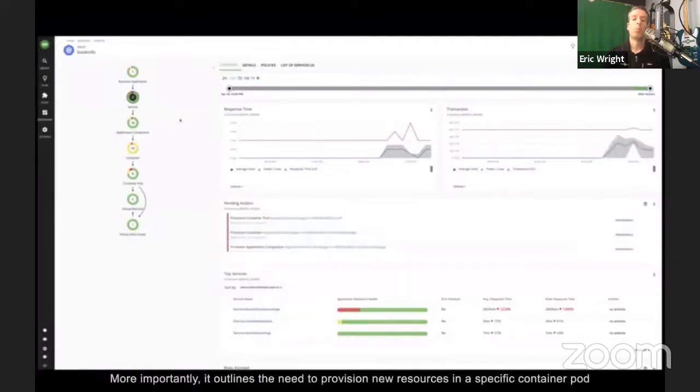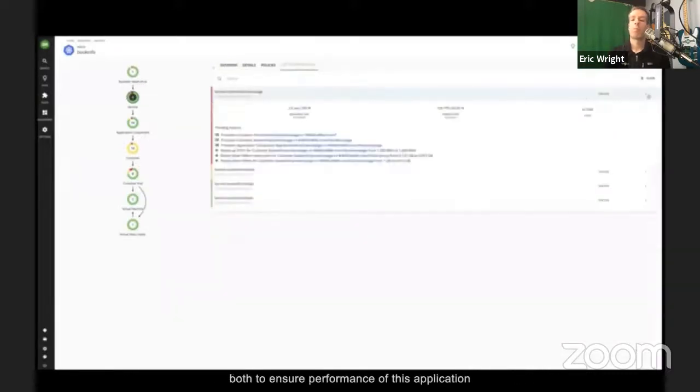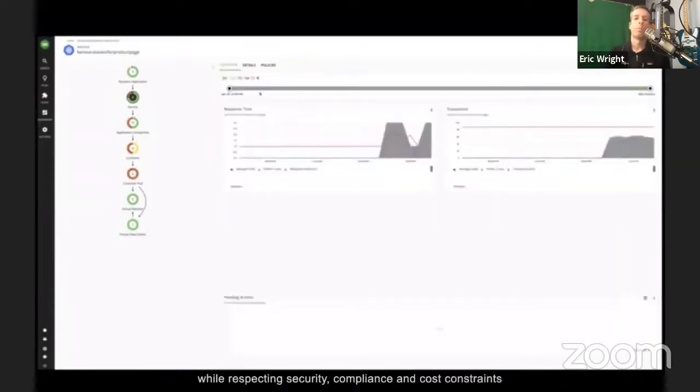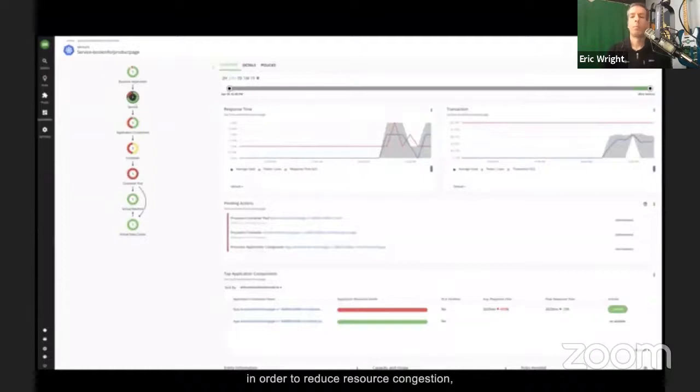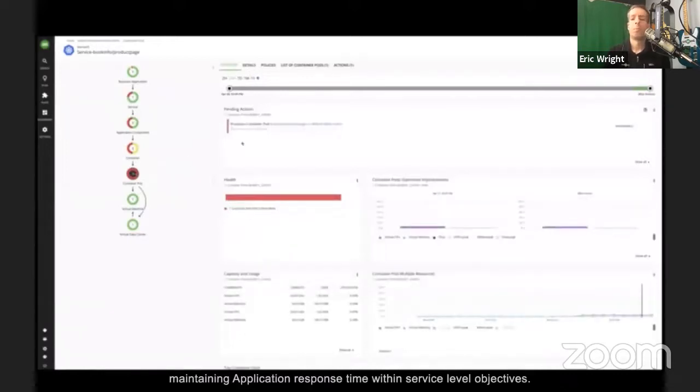More importantly, it outlines the need to provision new resources in a specific container pod, both to ensure performance of the application and avoid impact on other applications also using these resource pools. The ARM actions are detailed and specific, indeed with the specificity necessary to continuously automate for dynamic environments, while respecting security, compliance, and cost constraints, in order to reduce resource congestion, enable right sizing, and drive optimal resourcing, all while maintaining application response time within service level objectives.